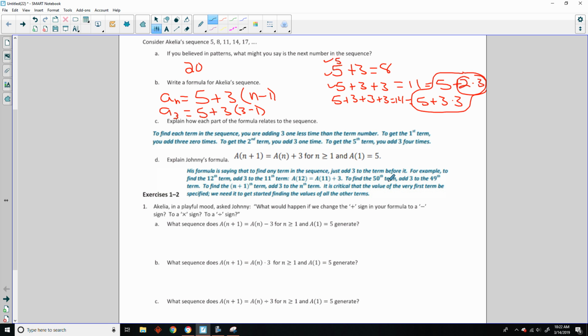To find the 50th term, add 3 to the 49th term. To find the n plus 1th term, add 3 to the nth term. It is critical that the value of the very first term be specified. We need it to get started finding the values of all the other terms. So that's why he said a of 1 equals 5.